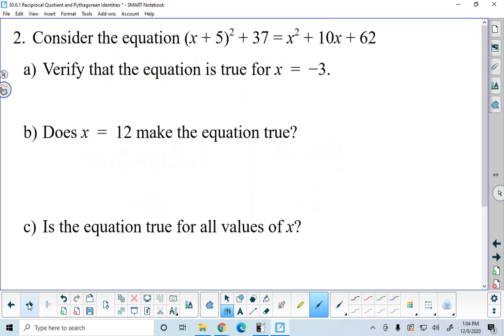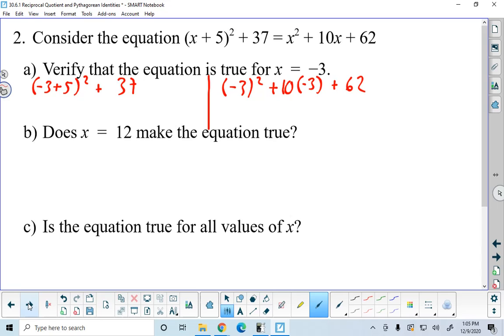Let's take a look at the next part of the warm-up. Now let's look at this equation. (x plus 5) quantity squared plus 37 equals x squared plus 10x plus 62. Is it true when x equals negative 3? Let's see. Negative 3 plus 5 quantity squared plus 37. And over here we have negative 3 quantity squared plus 10 times negative 3 plus 62.